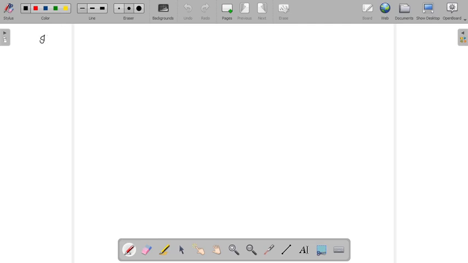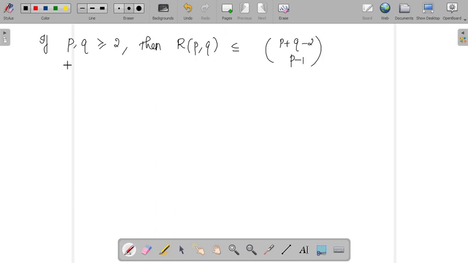So if P, Q is greater than or equal to 2, then R of P, Q is less than or equal to P plus Q minus 2 C P minus 1. So this is the first inequality which gives a bound for the Ramsey number. So R of P, Q is less than or equal to P plus Q minus 2 C P minus 1.